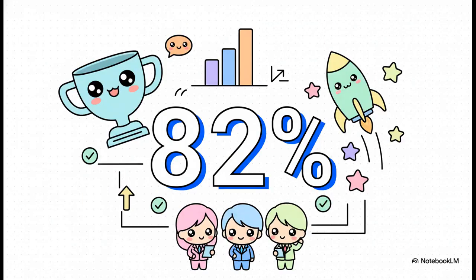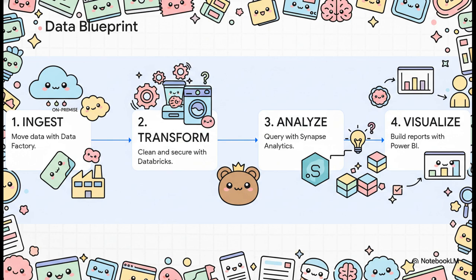And here's the best part. Ultimately, all of that complex data, all those rows and files, can be distilled down into a single powerful number, an 82% win rate. This is a key performance indicator, a KPI, and it tells the entire story of the sales team's effectiveness in a single glance. That's powerful. So let's just quickly recap that whole blueprint.